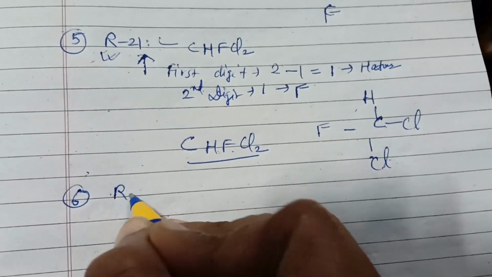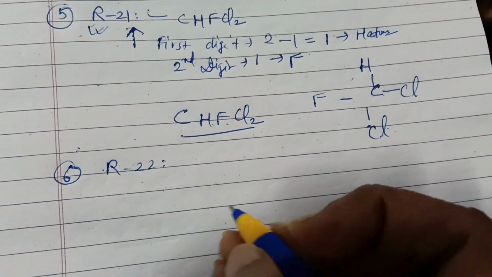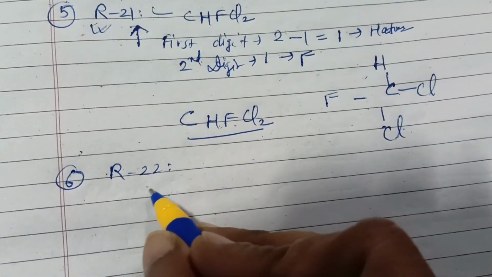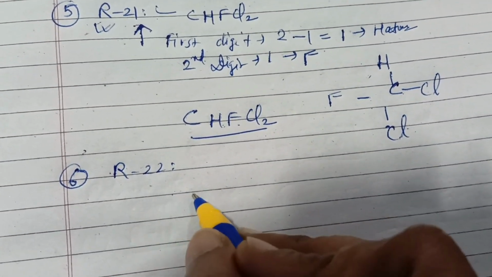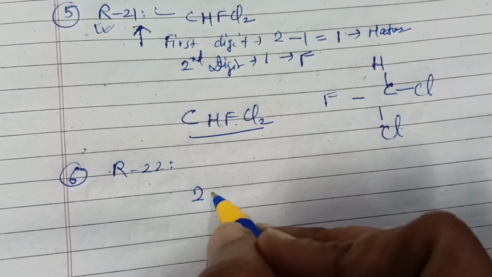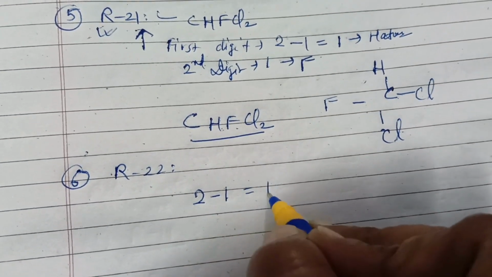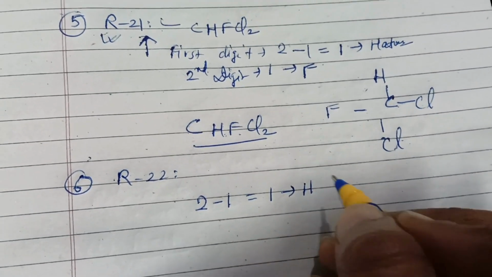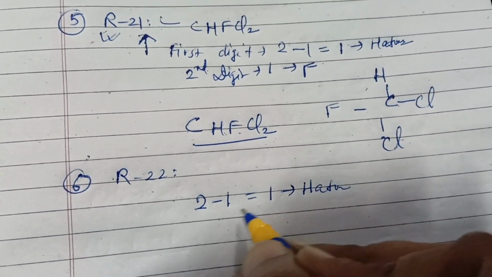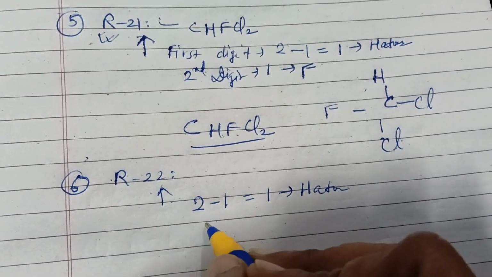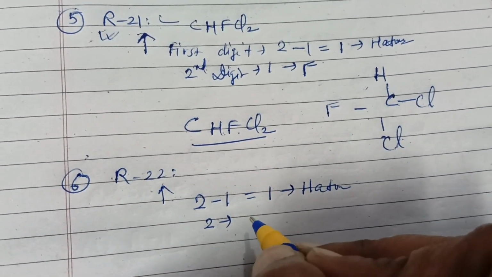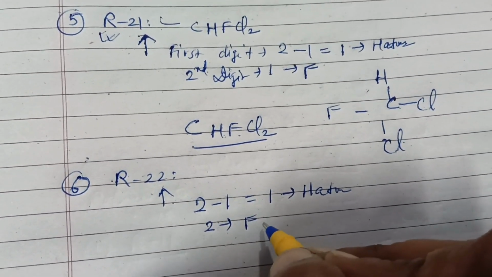So R21, let's solve R22. Here also this is a methane based refrigerant, and the first digit next to R is 2. Every time you have to subtract 1, so 2 minus 1 gives 1. So 1 is again the number of hydrogen atoms, and the second digit is 2. This 2 solely belongs to fluorine. This will entirely be taken by fluorine.